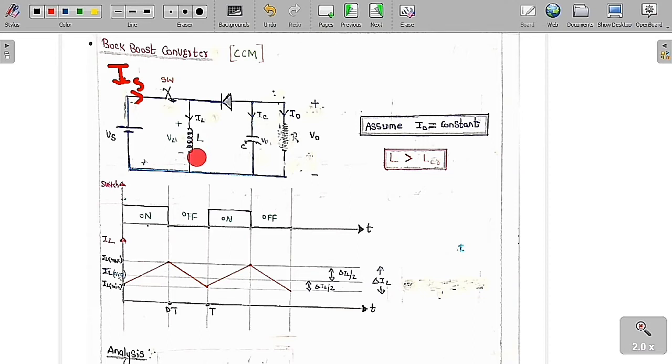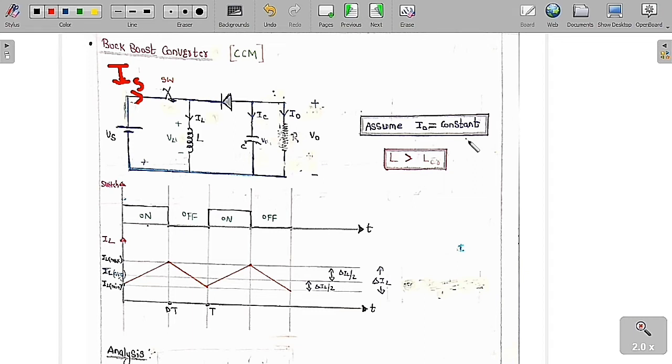This is the inductor, so the inductor voltage is plus or minus VL and the inductor current is IL. This is the switch, and this is the capacitor. The capacitor voltage is plus at the top and negative at the bottom. This is the capacitor voltage VC and this is the capacitor current IC. This is the load current I0. The output voltage is plus or minus V0 and this is the output current I0. We have to assume that I0 is a constant value.